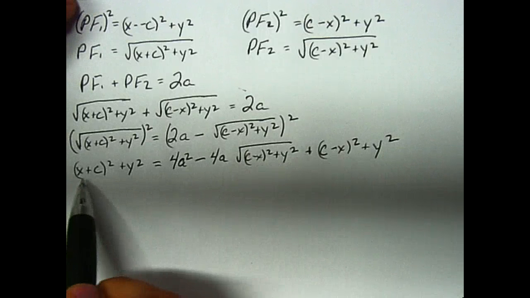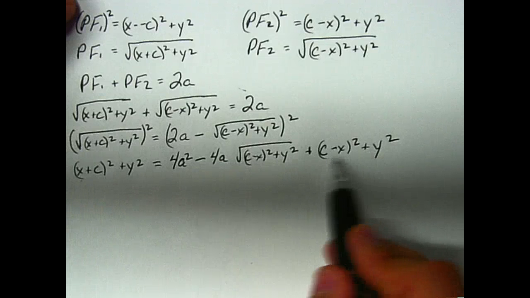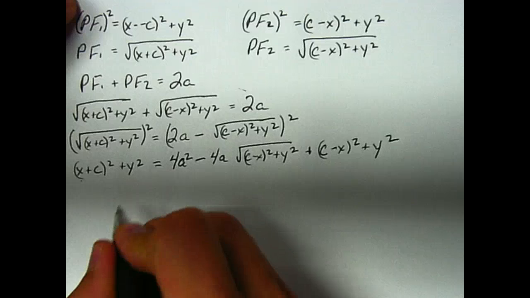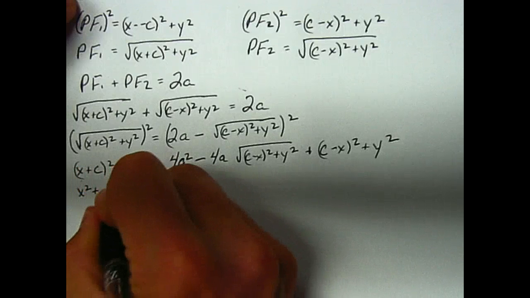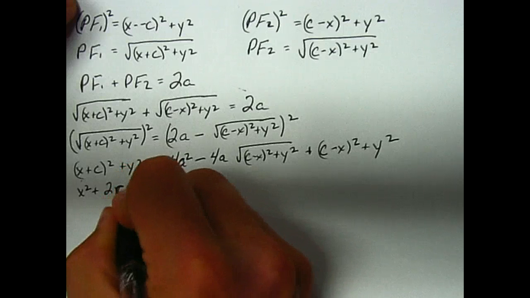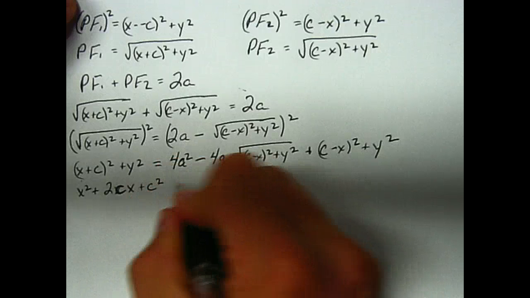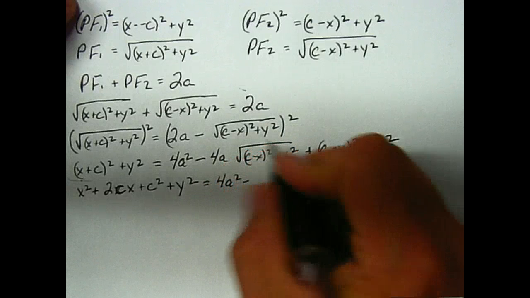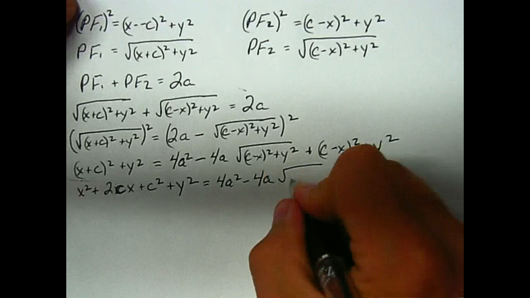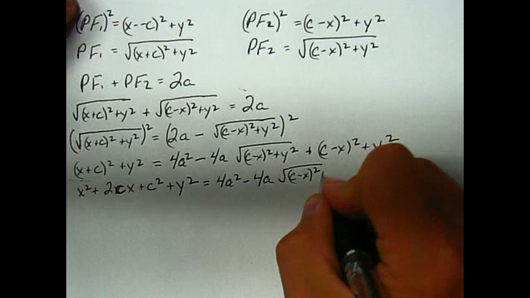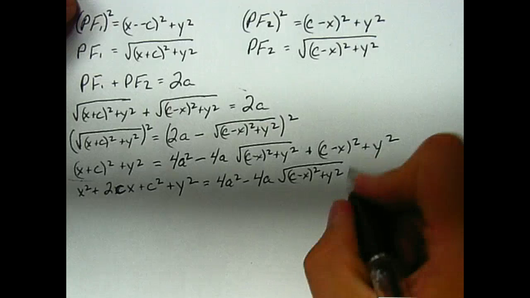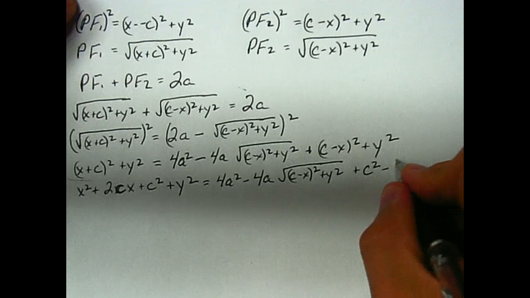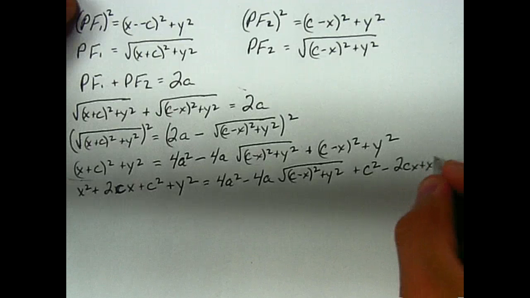Okay, so let's simplify both of the binomial squares that we have here and see what's the same on both sides. Okay, so here we're going to have x squared plus 2cx plus c squared plus y squared. Okay, so that completes this, is equal to 4a squared minus 4a, not much I can do with this yet, c minus x all squared plus y squared. Now let's simplify out this binomial square here, so I'm going to get plus c squared minus 2cx plus x squared plus y squared.